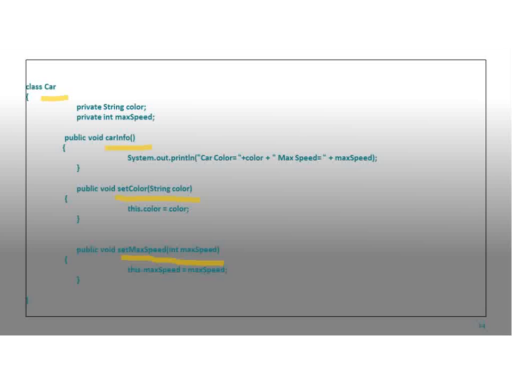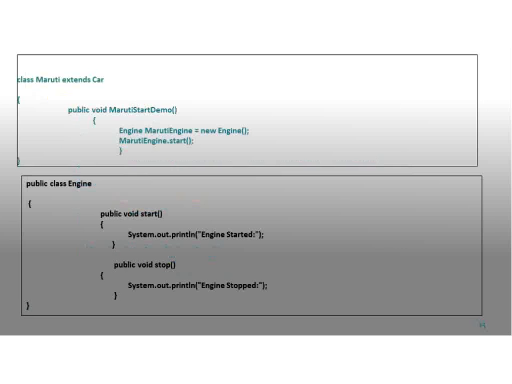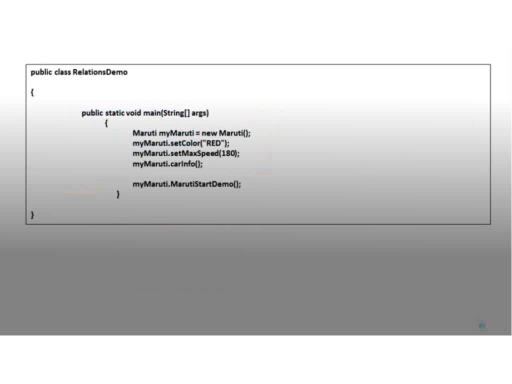Let's see an example. Here we have a class called Car. These are the methods that are being declared as well as defined inside parent class Car. The names of these methods are carInfo, setColor, and setMaxSpeed. Now we have created a child class and it extends the parent class. A method called marutiStartDemo is being defined inside this child class.